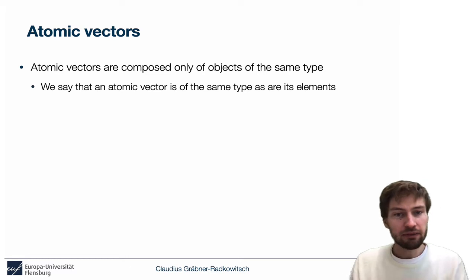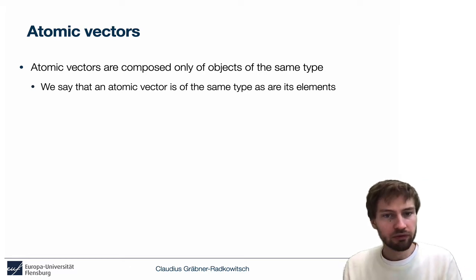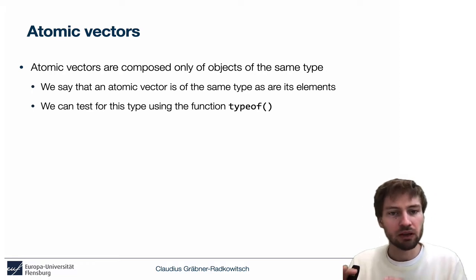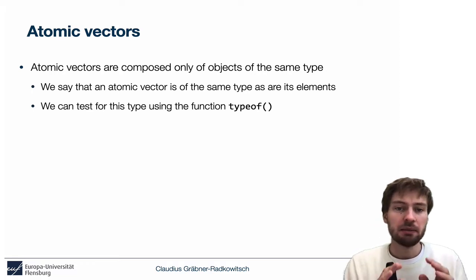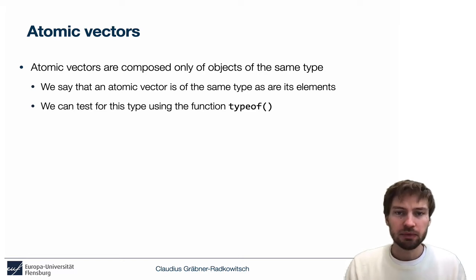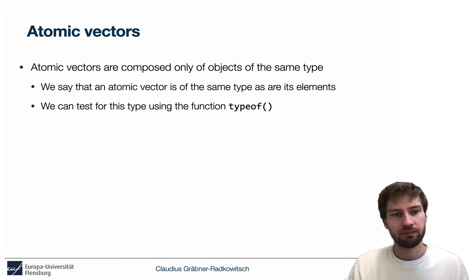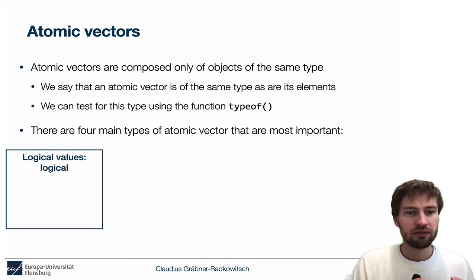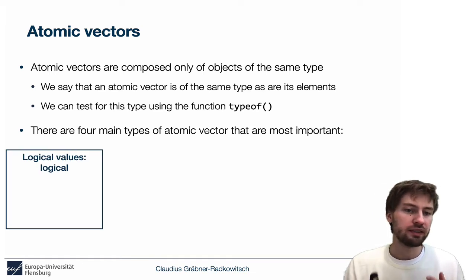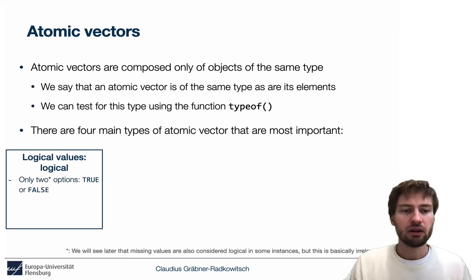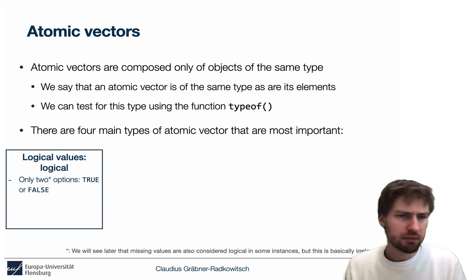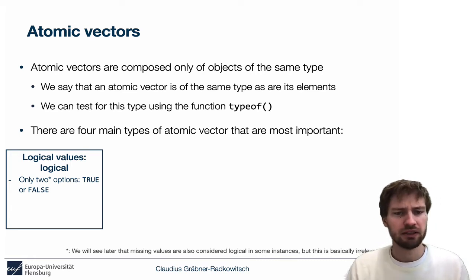In practice, if you have an object and you don't know what type of vector it is, you can use the function typeof. We will learn about that practically in a second, but before that, I want to anticipate in a little bit more detail what the four subtypes of atomic vectors actually are. So the most important ones are the following. On the one hand, we have logical values. In R, they are called simply logical, and in fact, there are only two options, true or false. Missing values sometimes are considered logical values, but that doesn't really matter in practice.